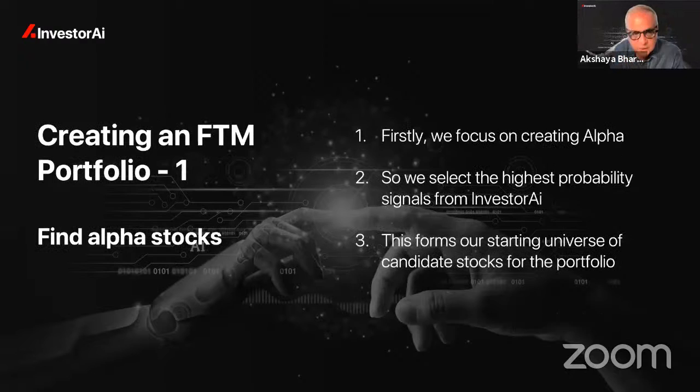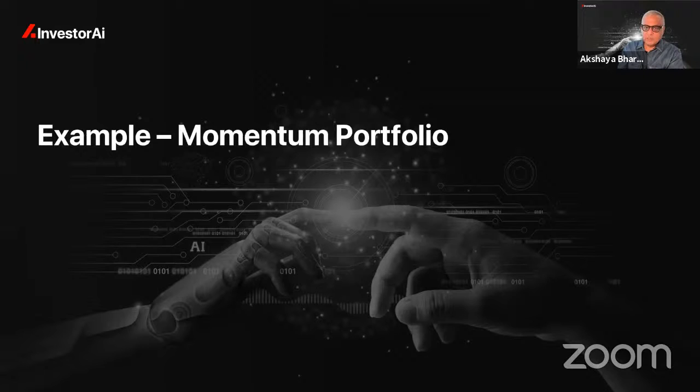How do we create FTM portfolios? Firstly, we focus on creating alpha. And again, I recognize that those of you who've been investing in the last 5 weeks may wonder about that, but that is the focus of the machine. And there is a very important aspect that I'm going to talk about in a few minutes. We then select the highest probability signals from InvestorAi, and this forms our starting universe of candidate stocks. So that's the first process. The second process I'm going to illustrate with an example from the Momentum Portfolio.